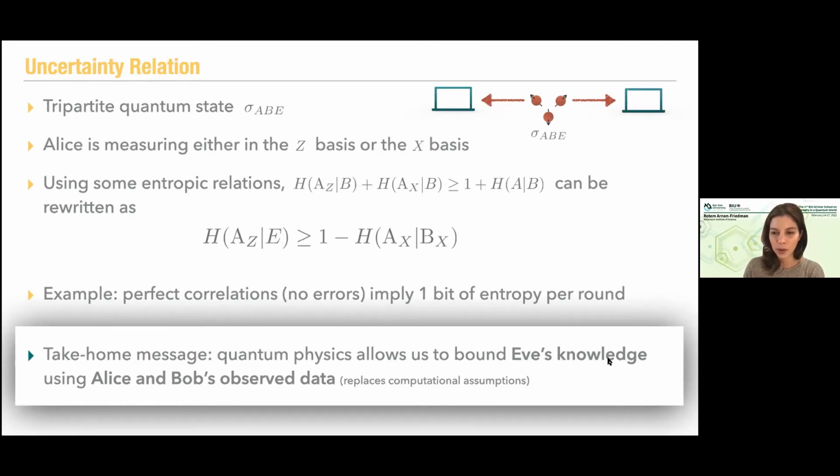But how can Alice and Bob estimate it if they only compare a small fraction of the positions? Well, a small fraction, but enough, right? They don't just look at two positions.